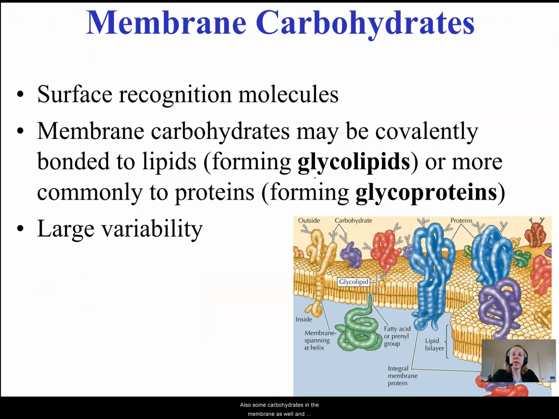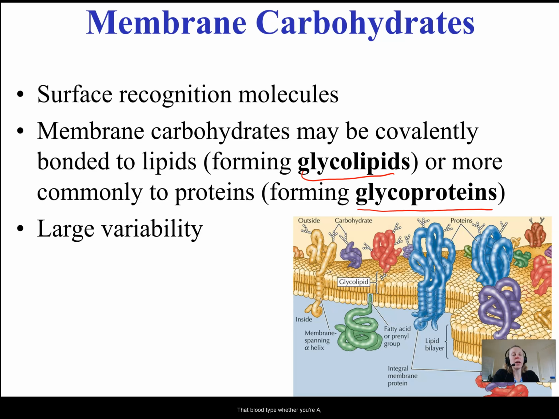There are also some carbohydrates in the membrane, and membrane carbohydrates are generally surface recognition molecules. These carbohydrates can either be attached to lipids, which makes them glycolipids, or they can be attached to proteins, which makes them glycoproteins. And these carbohydrates have incredible amounts of variability. They're really different from one cell to the next and one person to the next. So in fact, when you think about blood cell types, you probably even know what blood type you are.